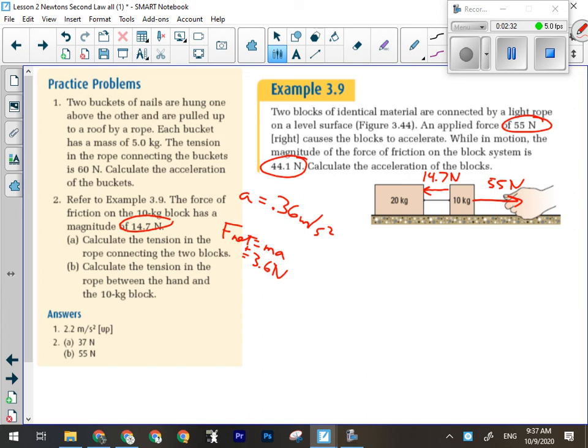And the question wants me to calculate the force in the rope that's connecting the two boxes. So that rope connects the 10 kilogram box to the 20 kilogram box. If I'm the 10 kilogram box, what does that rope feel like it's doing to me? Pulling me backwards. There's my third force. The third force acting on the 10 kilogram box is the one that we're supposed to calculate. It's the tensional force in the rope connecting the two boxes.